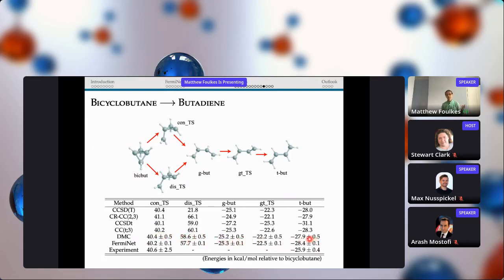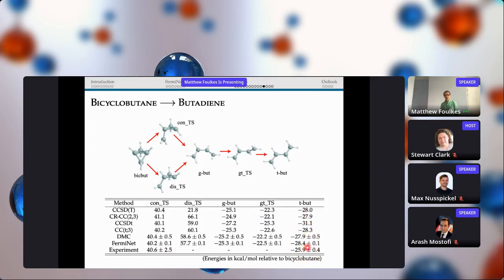And it's quite a different method. So we're using a very different trial function. And we do better, actually, than the coupled cluster methods on these relative energy differences here. The experimental result for this ConTS molecule is very similar to ours. This one is quite different from both our results and all of the others as well. So we're not really sure what's going on there.